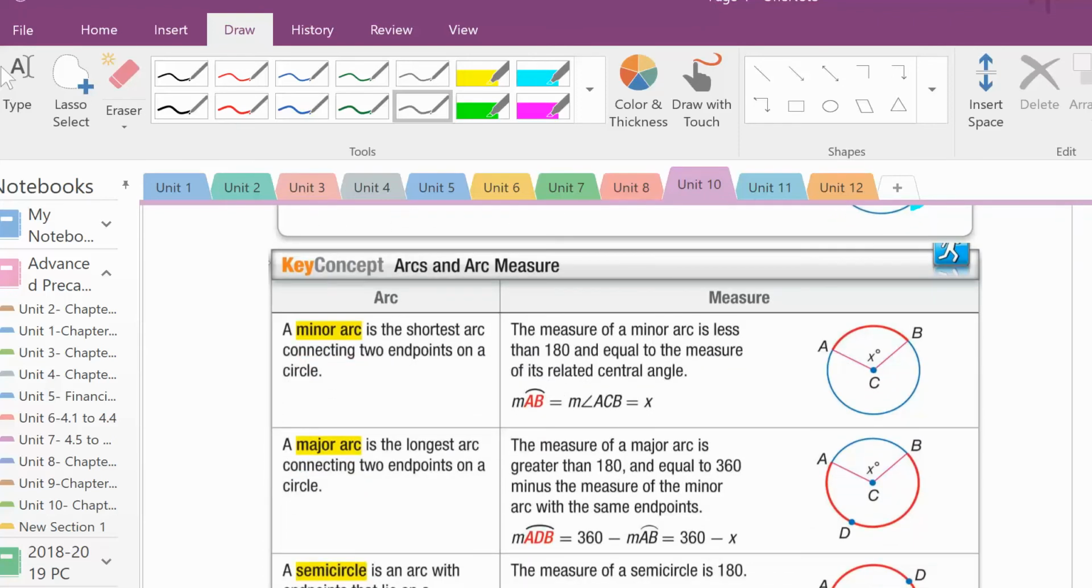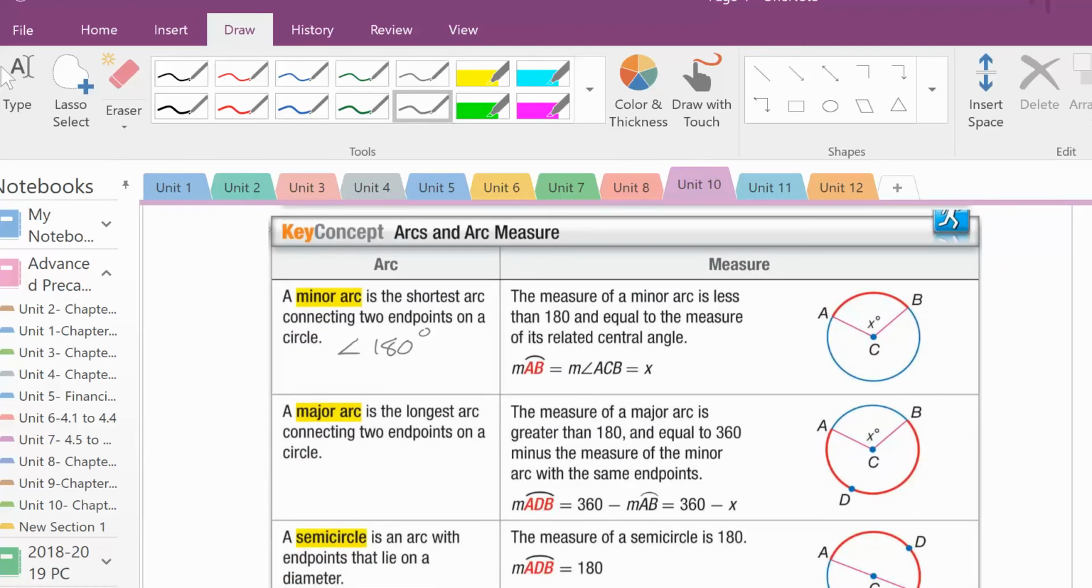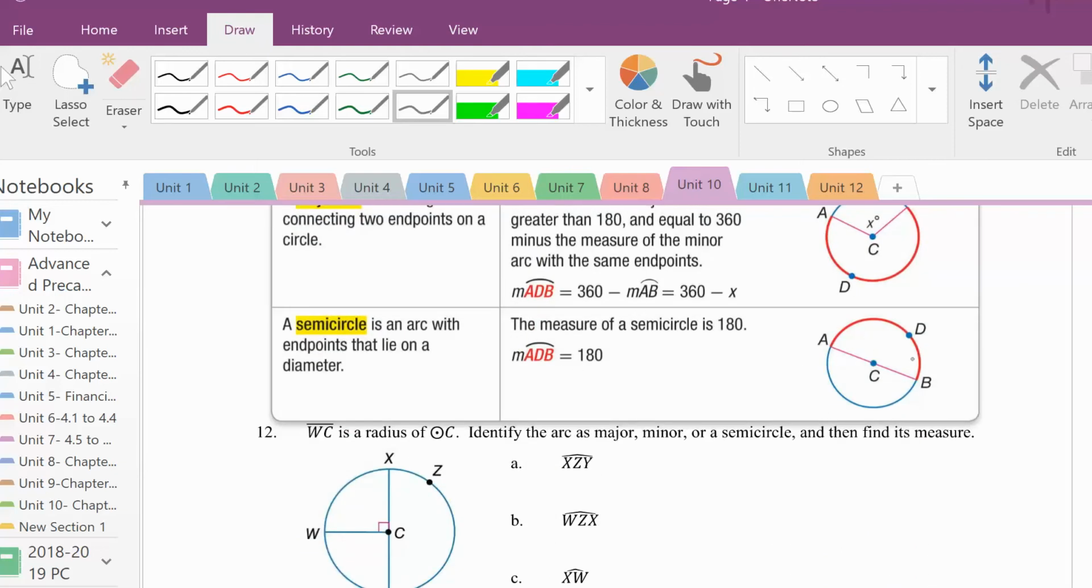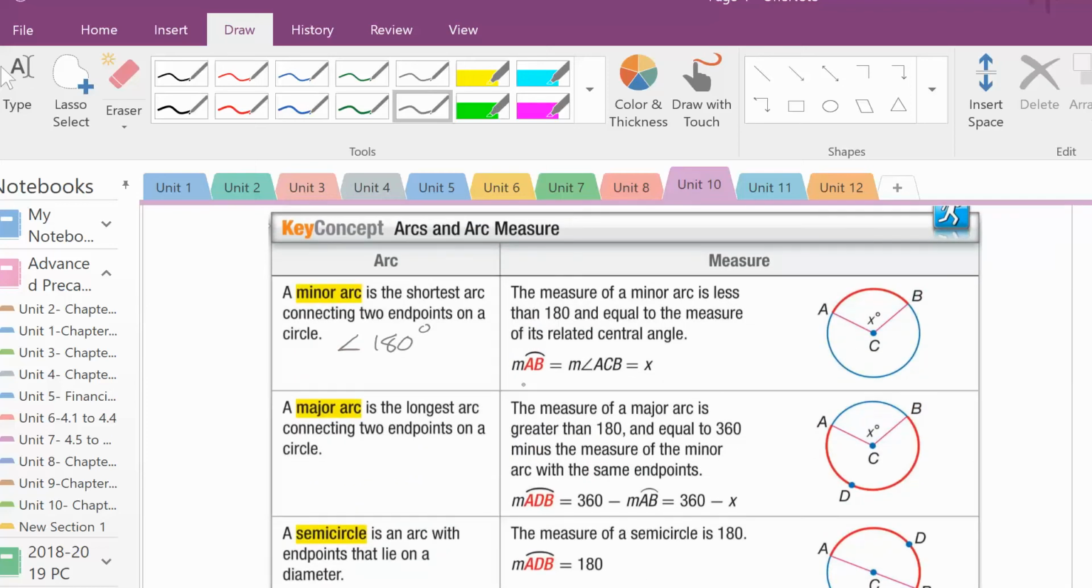A minor arc is the shortest arc connecting two endpoints on a circle. So a minor arc is always less than 180 degrees. Whereas a major arc is the longest arc connecting two endpoints on a circle, and that is always greater than 180 degrees. And it is always 360 minus the minor arc. And a semicircle is an arc that is half the circle, or 180 degrees. So a minor arc you only name with 2 letters, whereas a major arc you name with 3 letters, same with a semicircle.